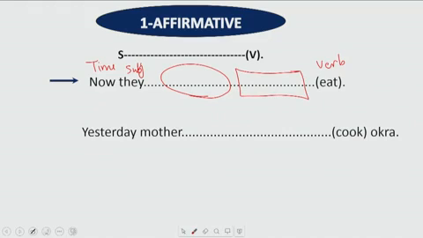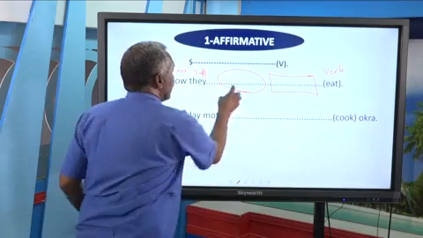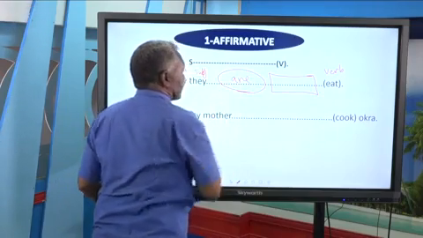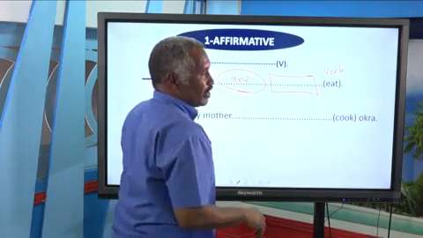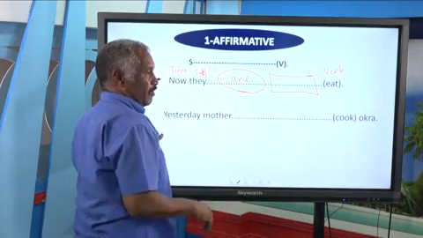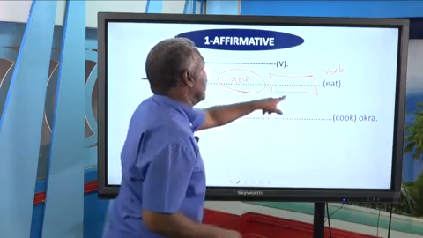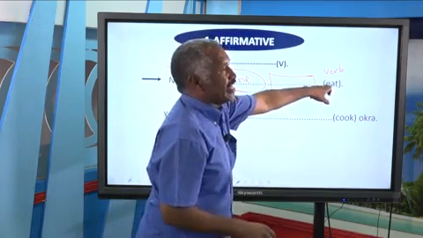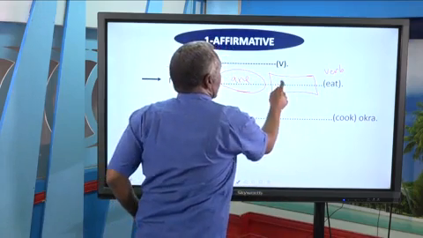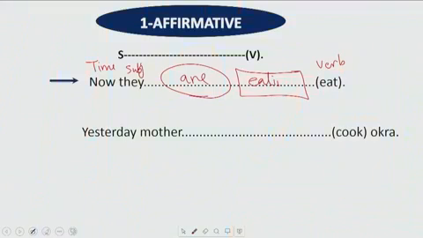Helping verb: with now, we use verb to be, is, am and are. Because the subject is they, here we use are. Okay, this is for the helping verb. What about the ordinary verb? For the ordinary verb, we use verb and ing. This is an infinitive verb. Eat, we add eat and ing.